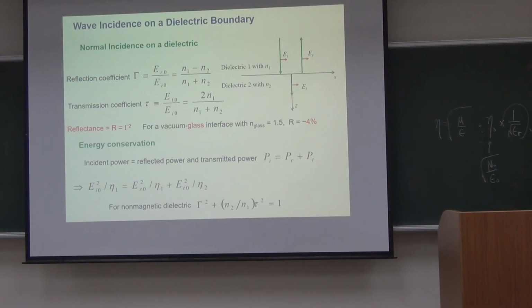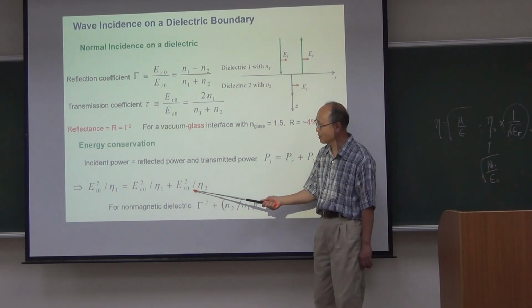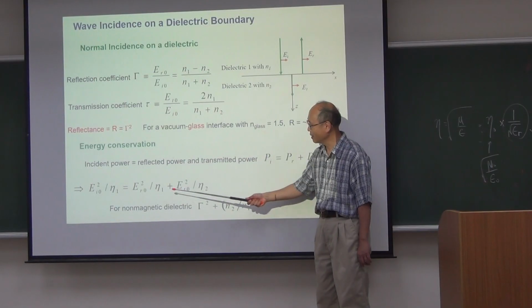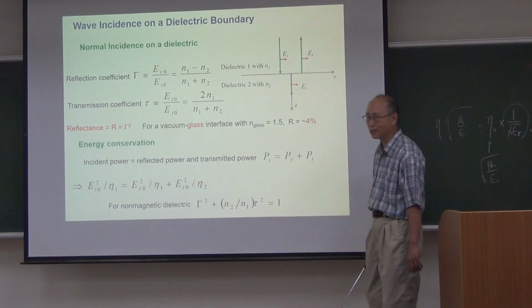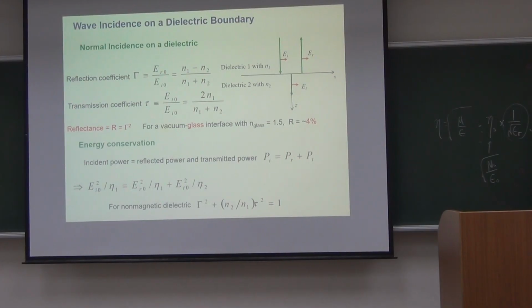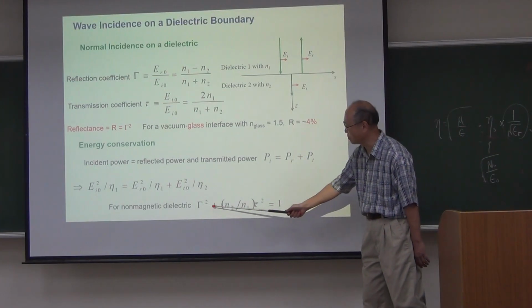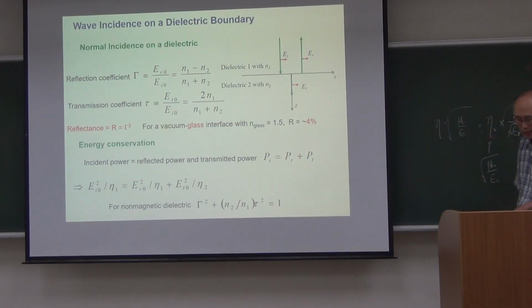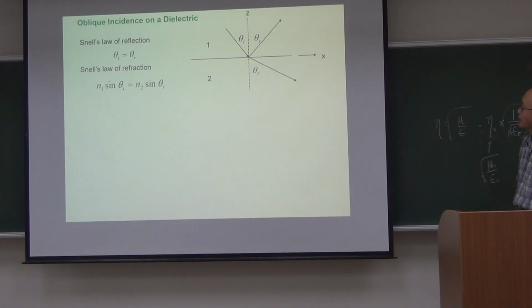Okay. So when you convert this from electromagnetic theory, you need to convert this eta into 1 over n multiplied with the vacuum impedance. And then finally you have a relationship between the reflection coefficient and the transmission coefficient. So this is for normal incidence.